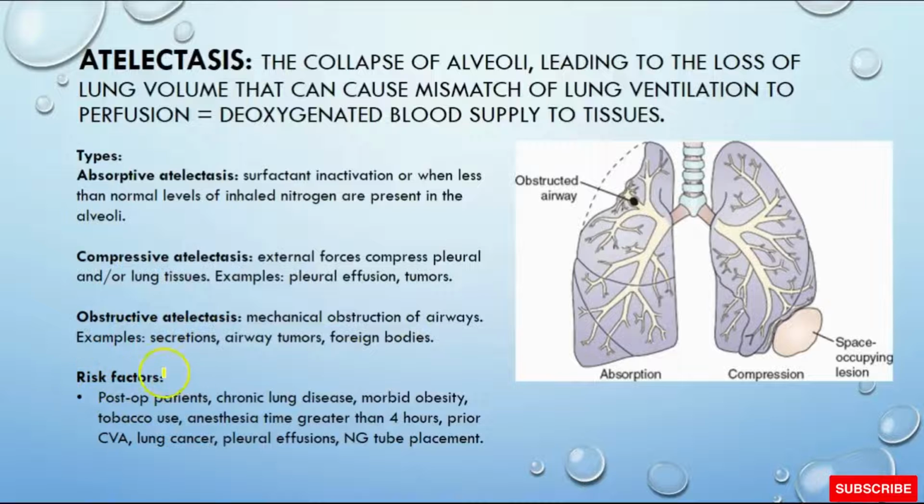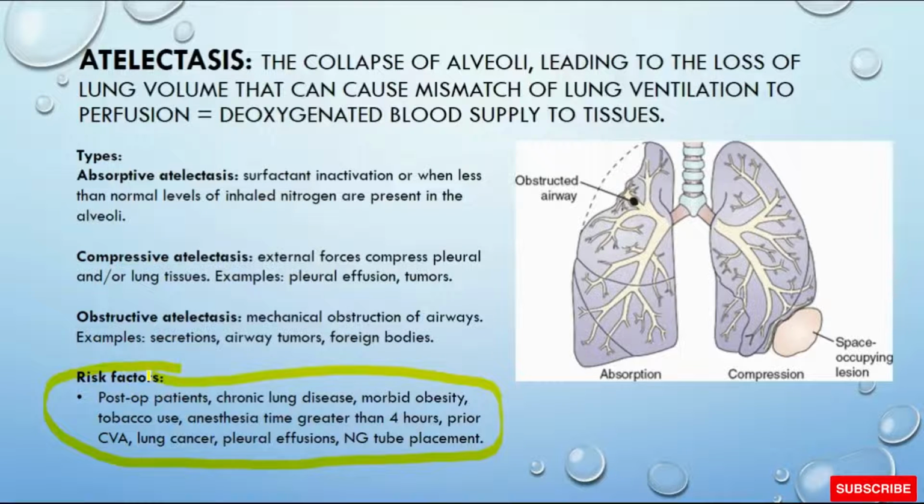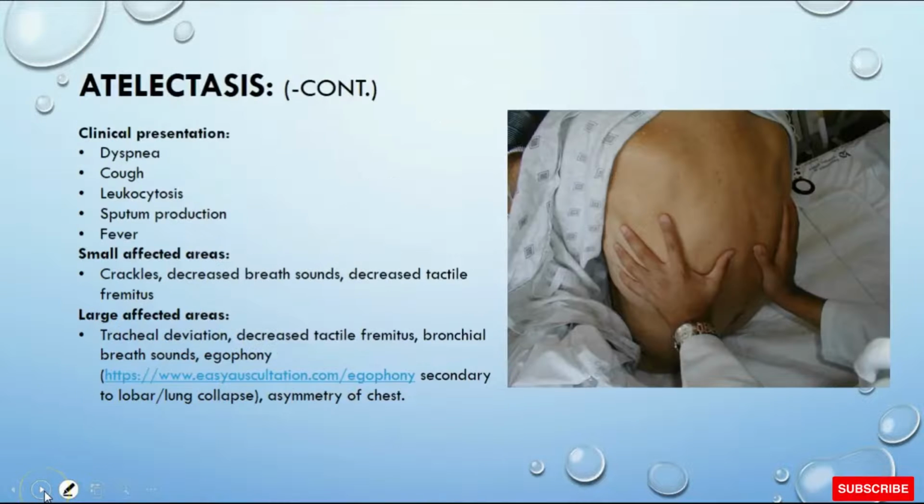Those who are going to be at risk, and this is what you would need to know, are those post-op, those with chronic lung disease like COPD, morbid obesity, tobacco use, any surgeries that last more than 4 hours, prior CVA, lung cancer, pleural effusions, or NG tube placement. Presentations: difficulty breathing, cough, leukocytosis, sputum production, and fever. You can hear crackles of smaller affected areas versus larger affected areas.